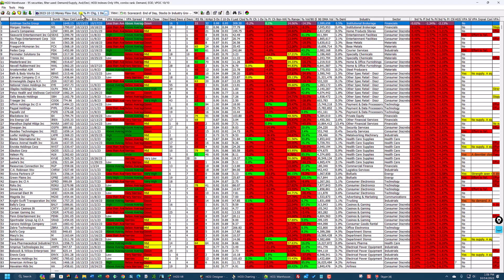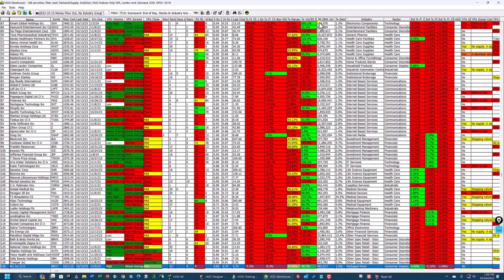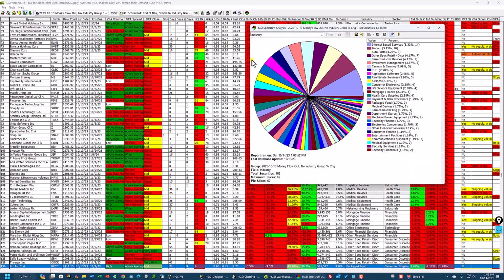Now, when I just jump down to money flow out without the group requirement, you can see some of the groups are up, actually up yesterday and beginning the week in 5 days, but the stocks were all down. So let's sort on this. Click on the spectrum analyzer. Once again, the internet-based services, bad day yesterday, biotech, auto parts, and so on.